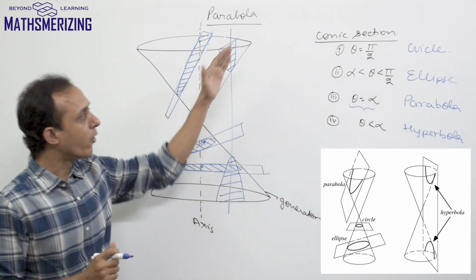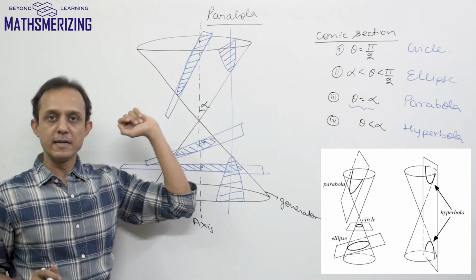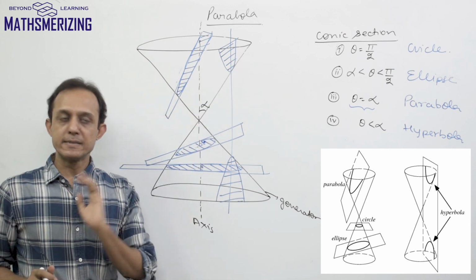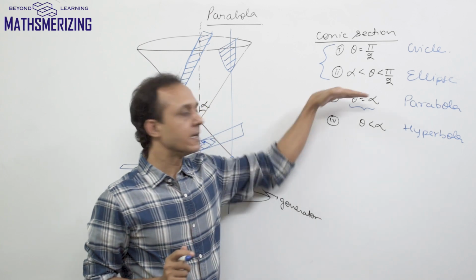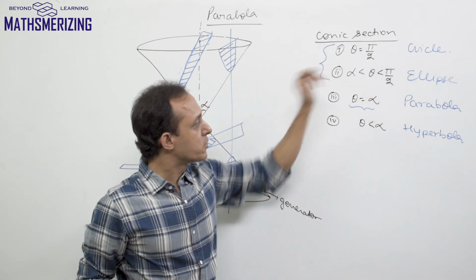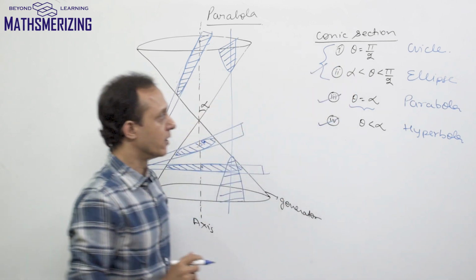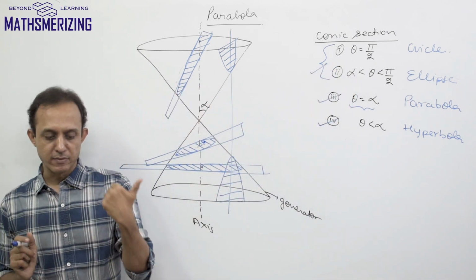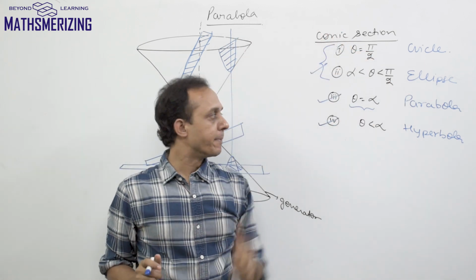Because we are getting all these sections from the intersection of a plane with a double cone, that is the reason we call them conic sections. So in conic sections, we'll get an ellipse. Basically a circle is a special case of an ellipse. Then we have the parabola, and then we have the hyperbola. So basically in conic sections, we are interested in three kinds of curves: ellipses, parabolas and hyperbolas.